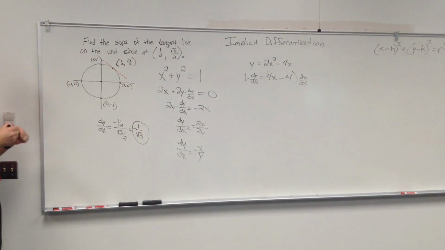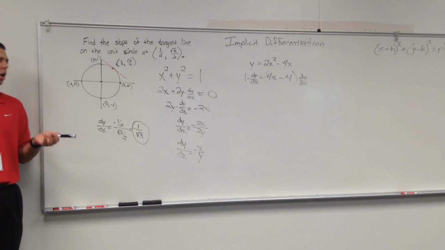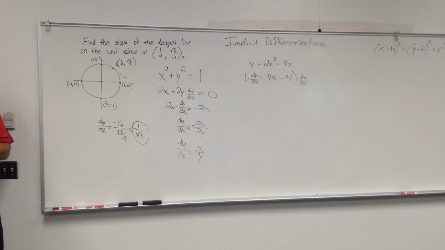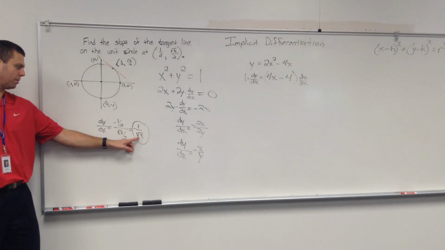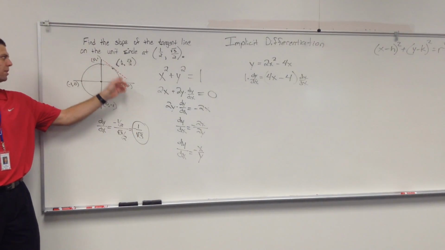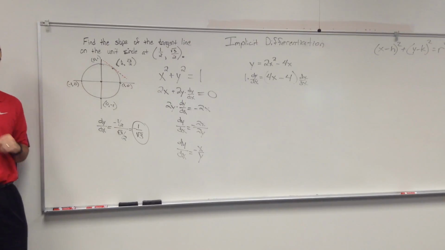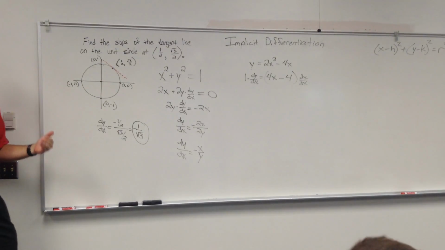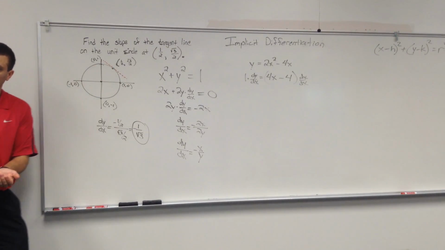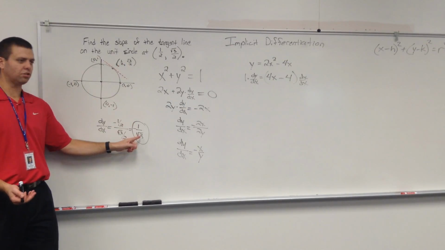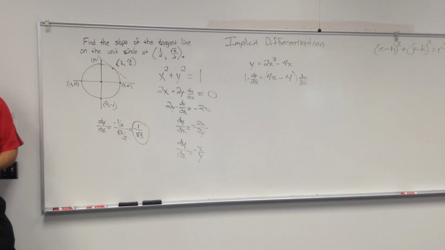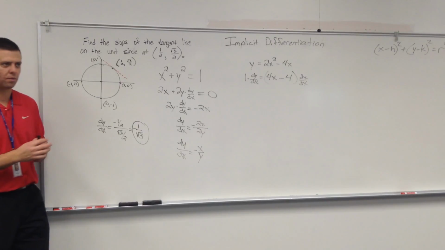If you want to change it to negative root 3 over 3, there's nothing wrong with doing that if you want to get the radical out of the denominator. But, like we said before, this will now be the slope of your tangent line at that point. If I said, write the equation of the tangent line, could you do that? Yeah. Because you got your point, you got your slope, you can put it in point slope form and change it to slope intercept however you want to do it.